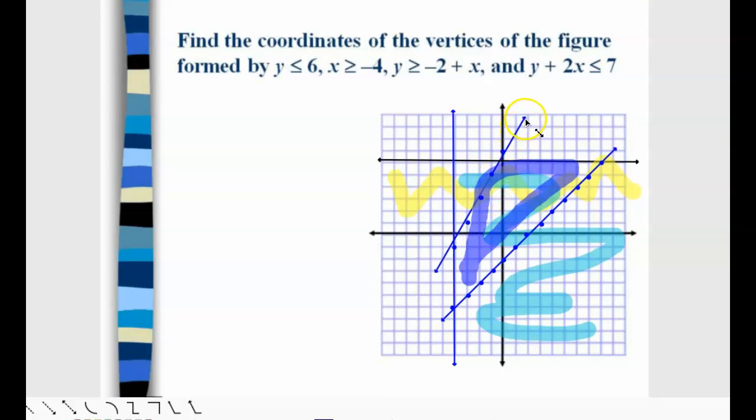I mean, 74 isn't going to fit. I'm sorry, I hit the 4 key.